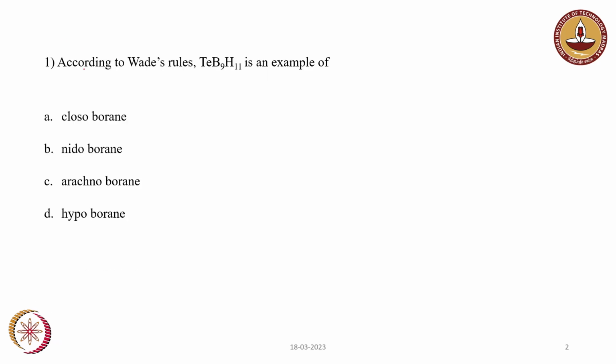The first question is, according to Wade's rule, TeB9H11 is an example of: option A is closoborane, B is nidoborane, C is arachnoborane, and D is hypoborane. So by using Wade's rule, we will be able to predict the structure of boron hydrides.